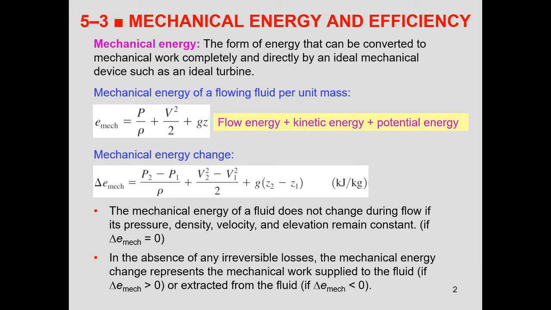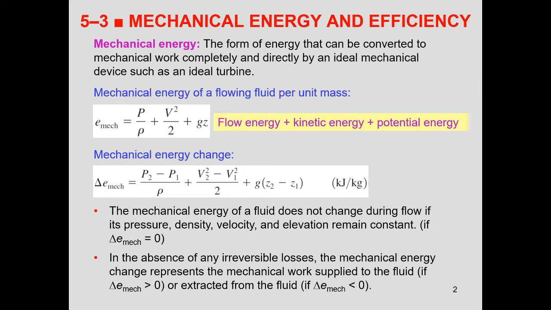Okay, if you remember previously, I said that the Bernoulli equation has limitations because it cannot be used if there is a turbine, a pump, and any losses in the pipeline. But for this week, we will learn how to add those parameters into the flow equation. Okay, first let's go about mechanical energy and efficiency.